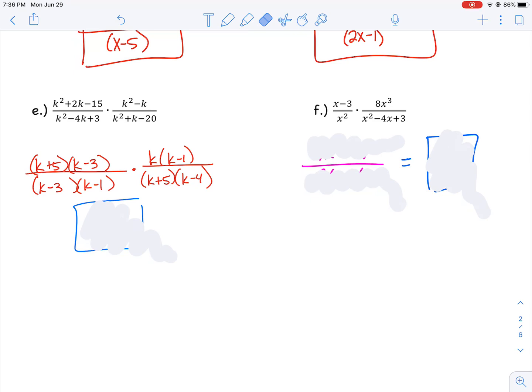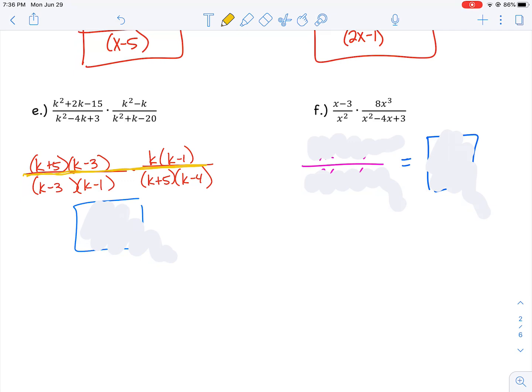Now I notice that I'm multiplying, so really my numerators go together and my denominators go together. Are you okay if I make that into one big fraction bar then? All my tops go together, all my bottoms go together, and let's see if I can reduce any factor from the top and the bottom.